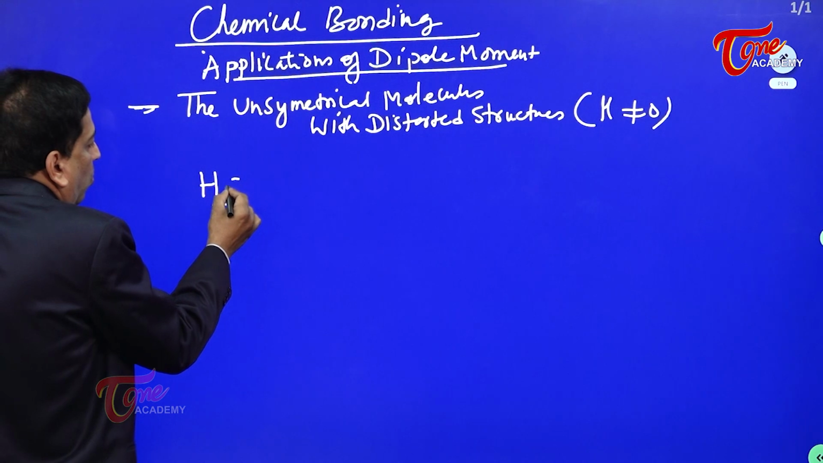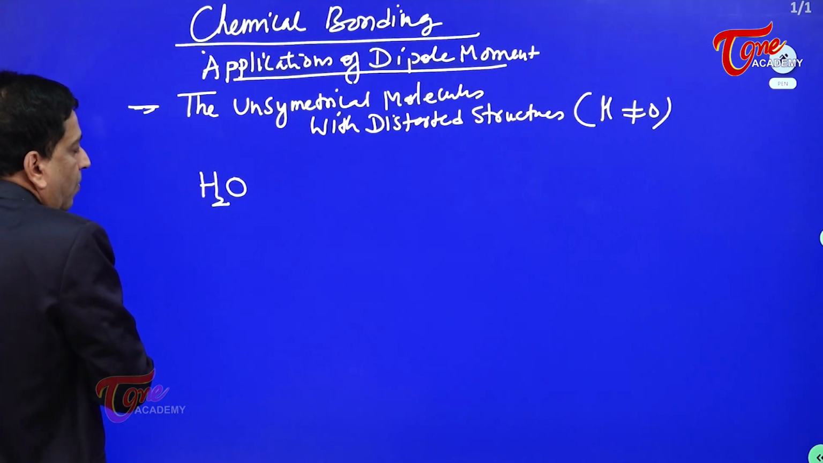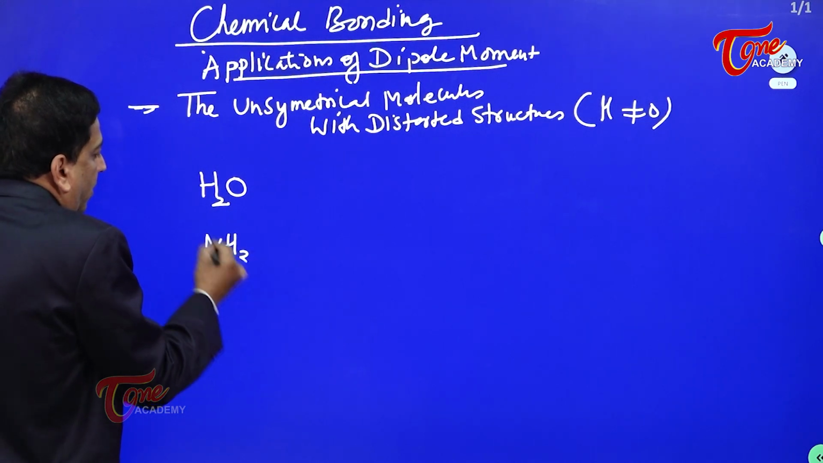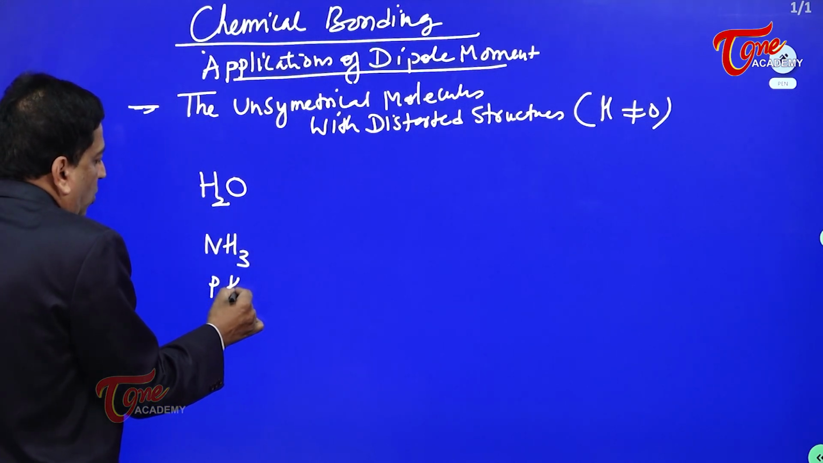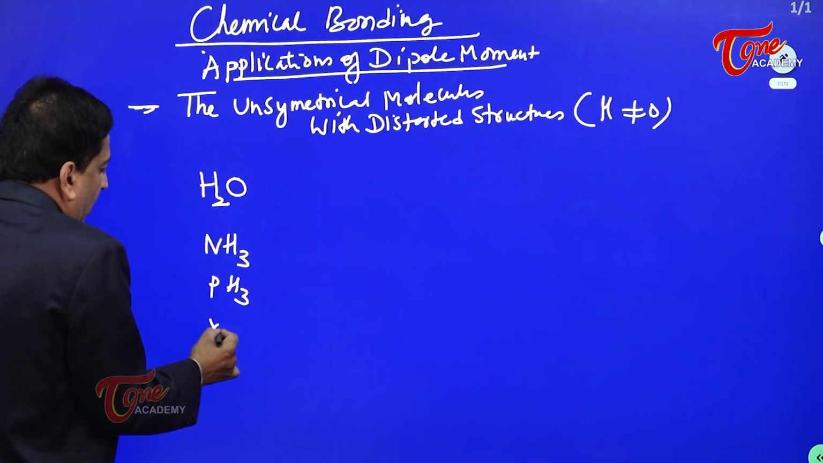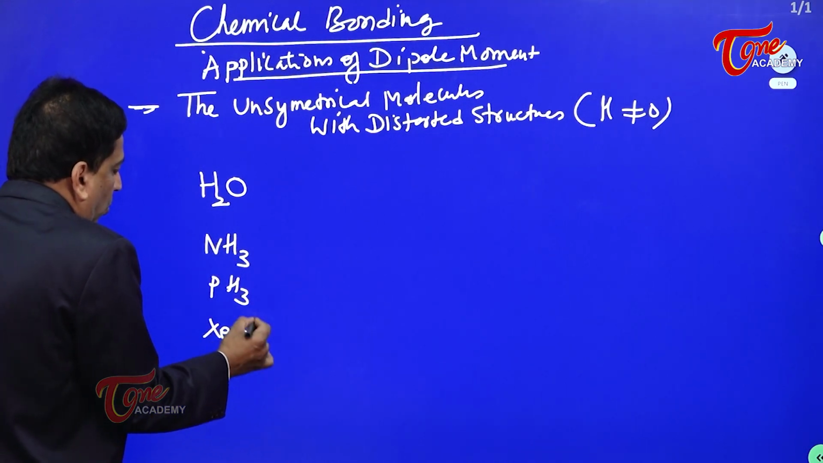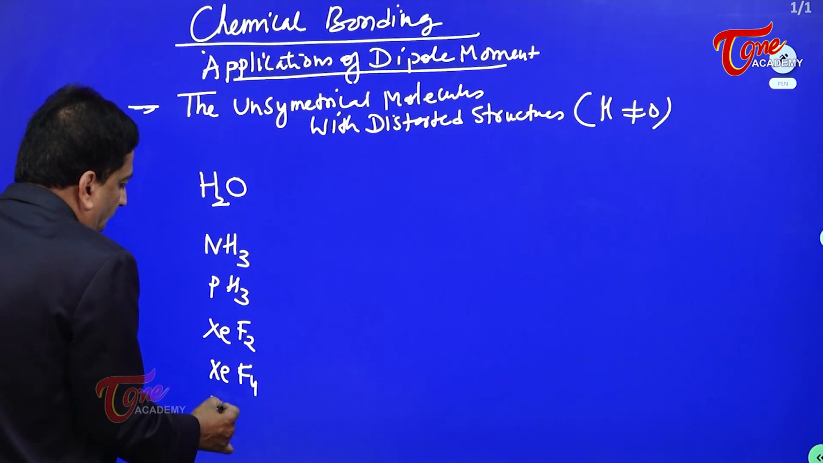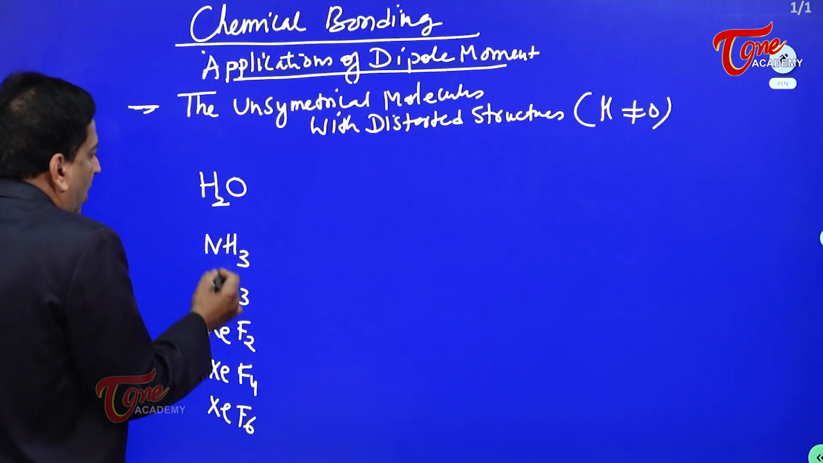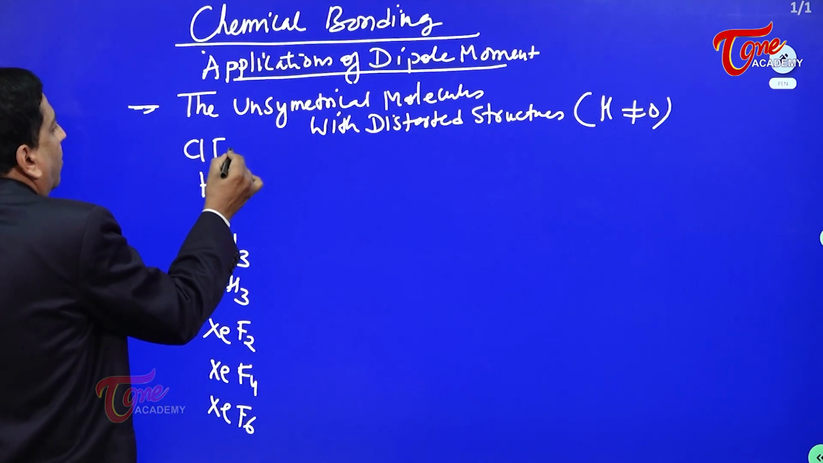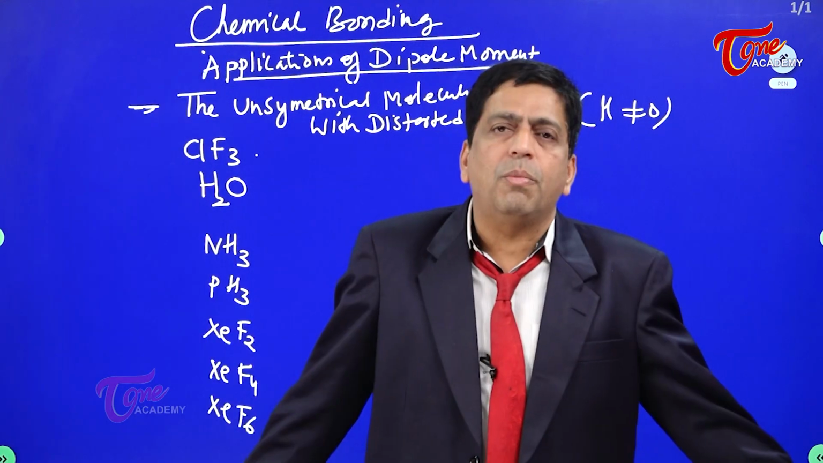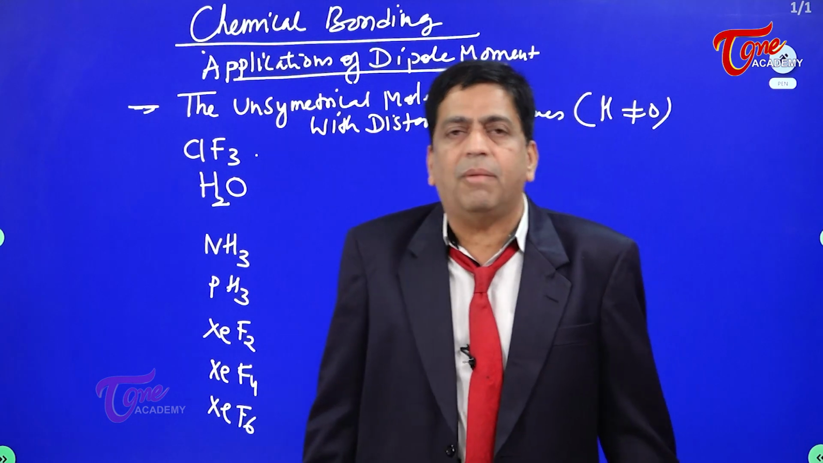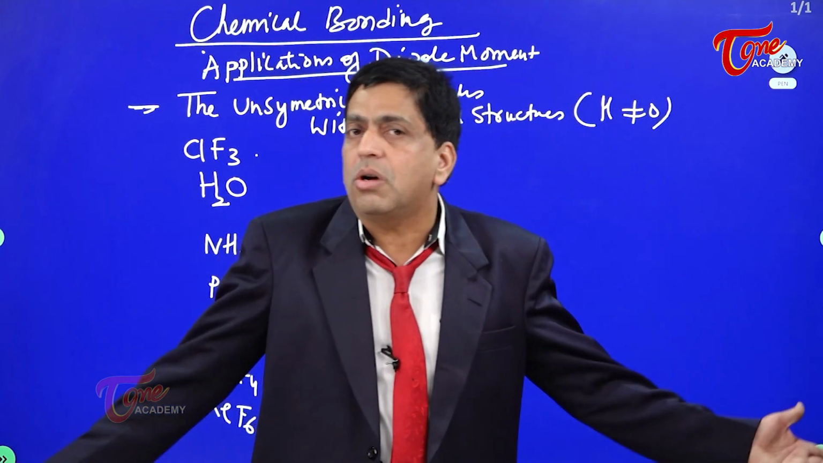I write water. I write ammonia. I write PH3. I write XeF2. I write XeF4. I write XeF6. And I write even ClF3. All these molecules, I have placed all these at one place, indicating that there is something common in all this. What is common in all this?